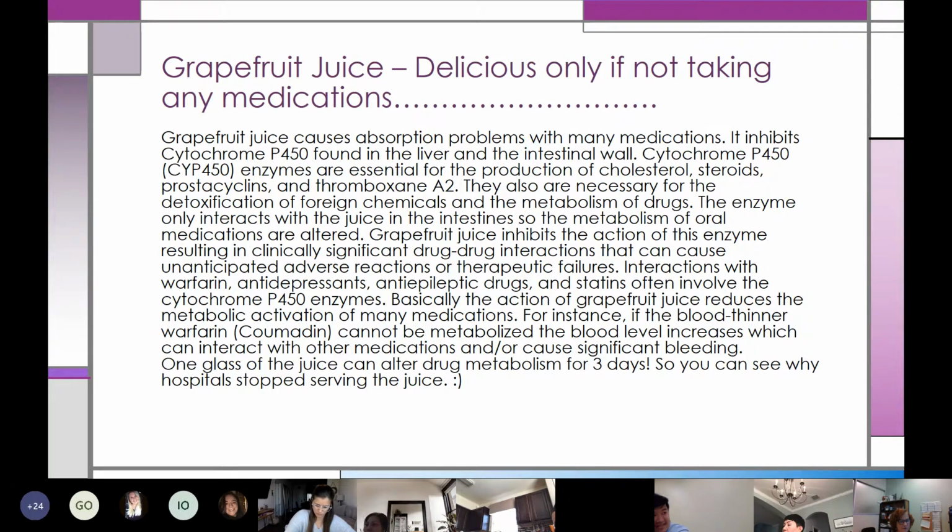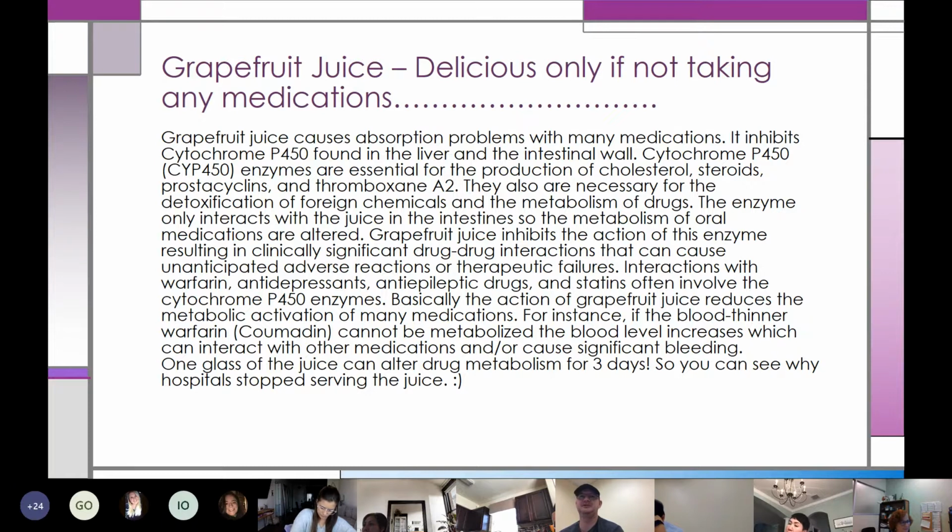Because if you've never read why this grapefruit juice is delicious but not with meds, how about this, Andrew? Go ahead. Yes, ma'am. Grapefruit juice causes absorption problems with many medications. It inhibits cytochrome P450 found in the liver and the intestinal wall.